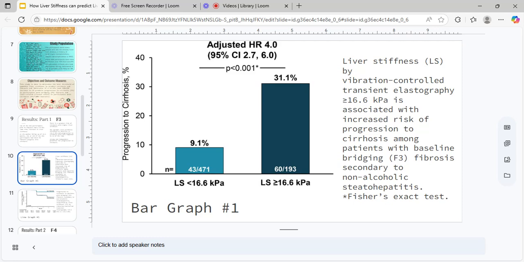correlation with fibrosis. And just to give a little side note of what the bar graph entails: liver stiffness, or LS, by vibration-controlled transient elastography, less than or equal to 16.6 kPa, is associated with increased risk of progression to cirrhosis and fibrosis in patients with baseline bridging fibrosis secondary to non-alcoholic steatohepatitis, or NASH. And they used the Fisher exact test for P less than 0.001.